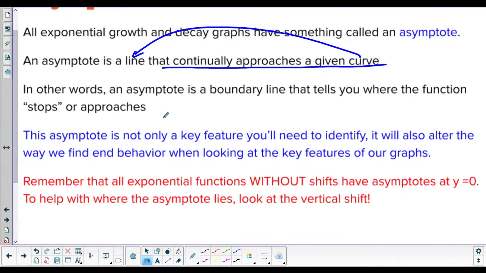Another handy way to think about asymptotes is as a boundary line that tells you where your function, it doesn't actually stop, but we say that it approaches it, or it keeps getting closer and closer and closer to that point. This asymptote is not only a key feature you'll need to identify, it will also alter the way we find end behavior. It's going to make finding end behavior very easy for us when looking at key features of the graph.